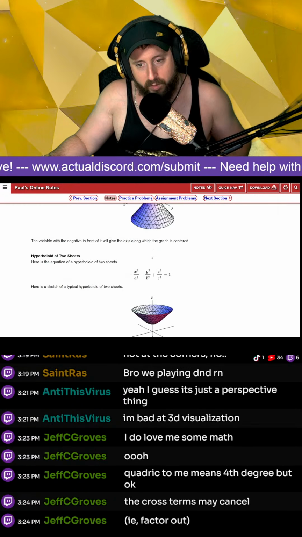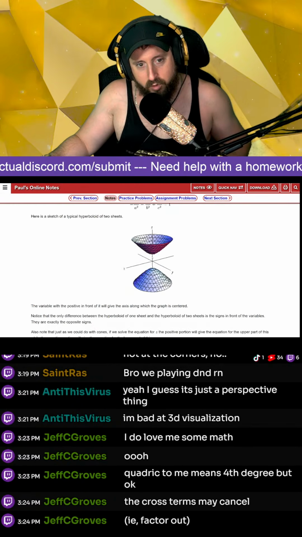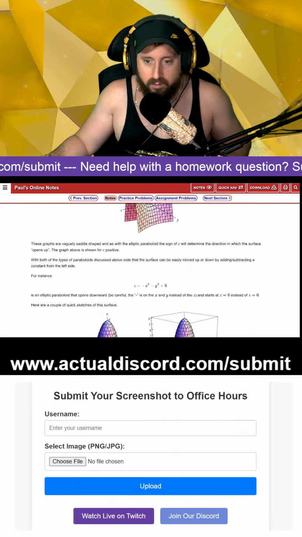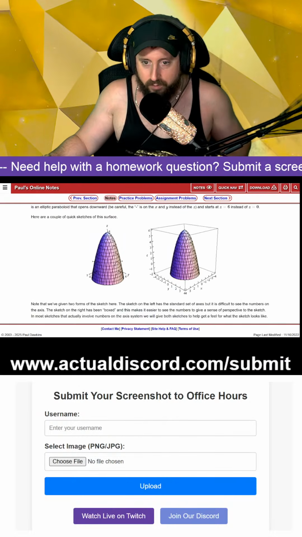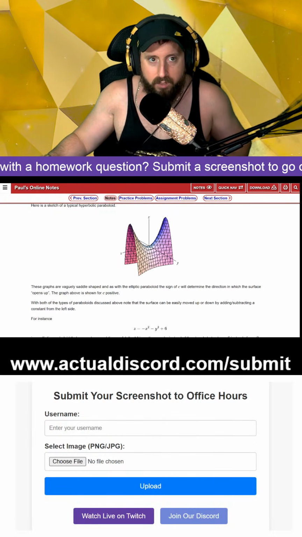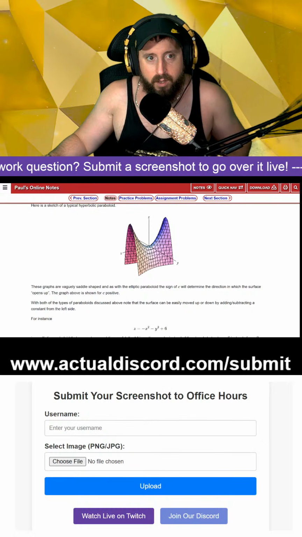And then this is a hyperboloid. And then this is a hyperboloid of 2 sheets. Okay. All cool. Bunch of different shapes and stuff you can get. Yeah, I agree they might factor in.